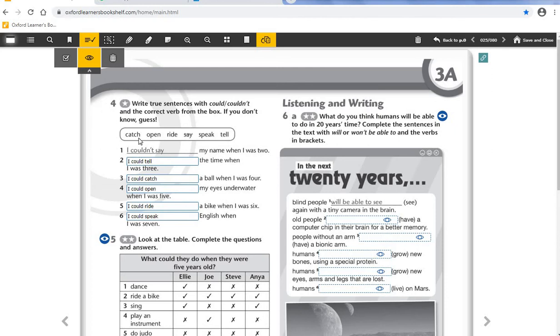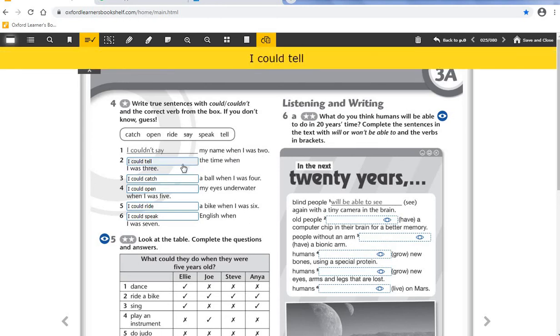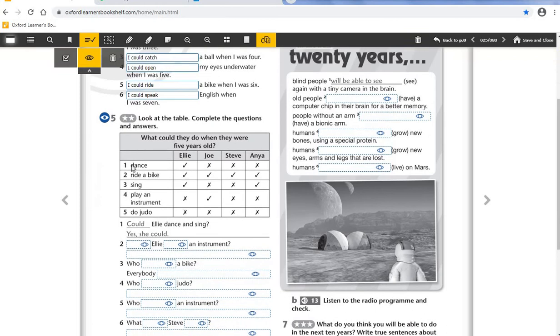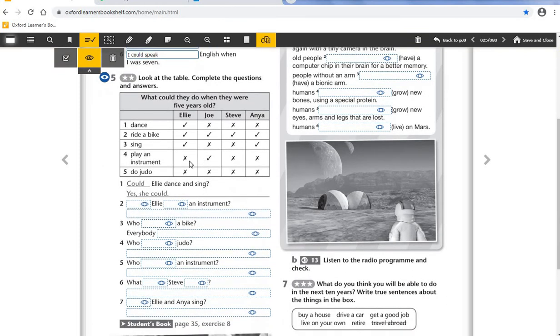I couldn't say my name when I was 2. I could tell the time when I was 3. I could catch a ball when I was 4. I could open my eyes underwater when I was 5. I could ride a bike when I was 6. I could speak English when I was 7. Now we will look at the table here and answer the questions according to it.